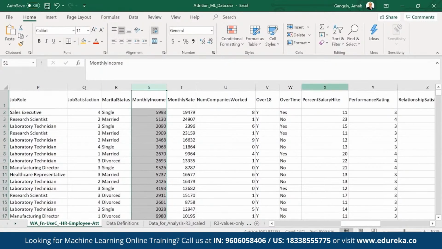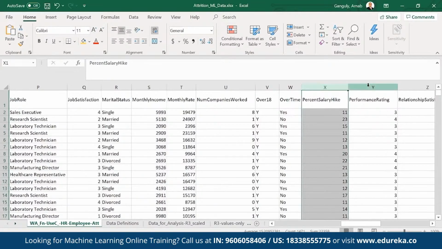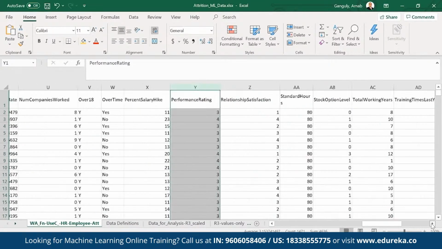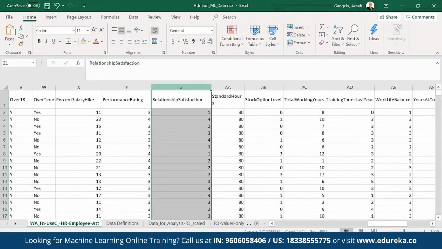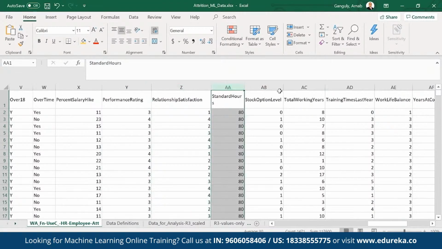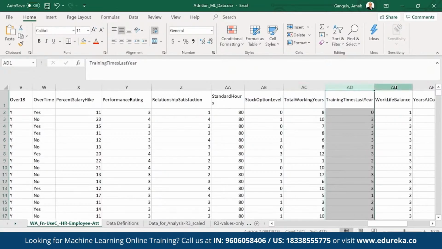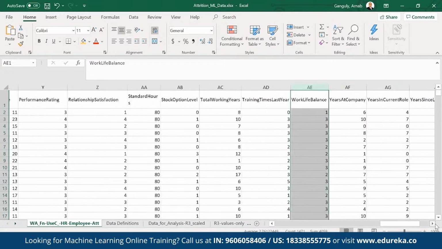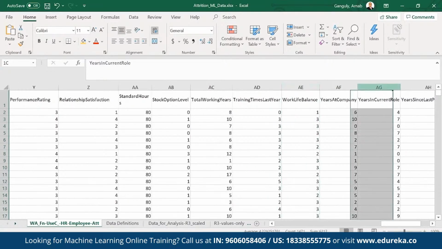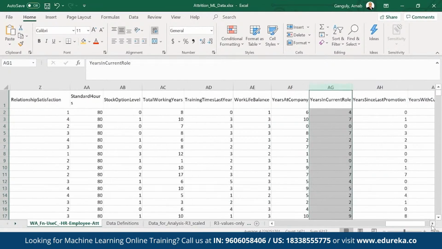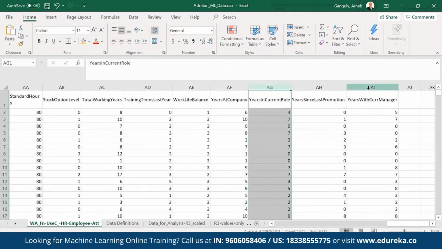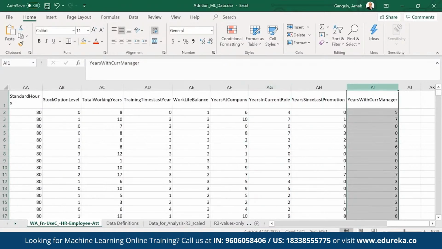What was the percentage salary hike last year? What was the performance rating given? What is the relationship satisfaction? So this may be very subjective and we may decide to drop it. How many hours does he or she work? Stock options, do they have it? Total working experience. What was the training time last year? Does he have good work-life balance? How many years working at the company? How many years in the current role? How many years since he was last promoted? How many years was he or she working with the current manager? All of this information here.